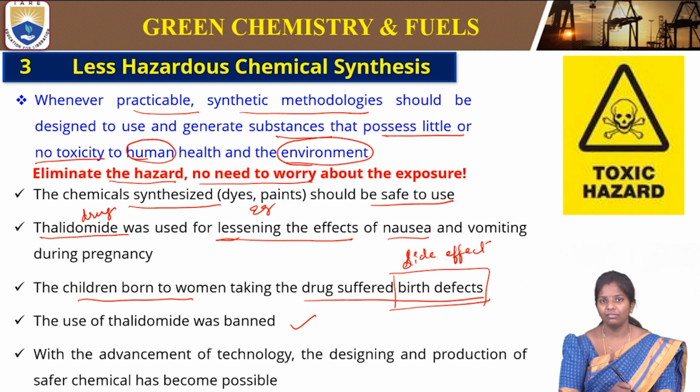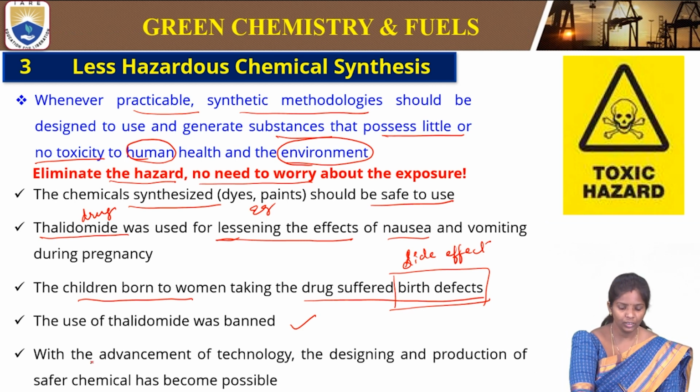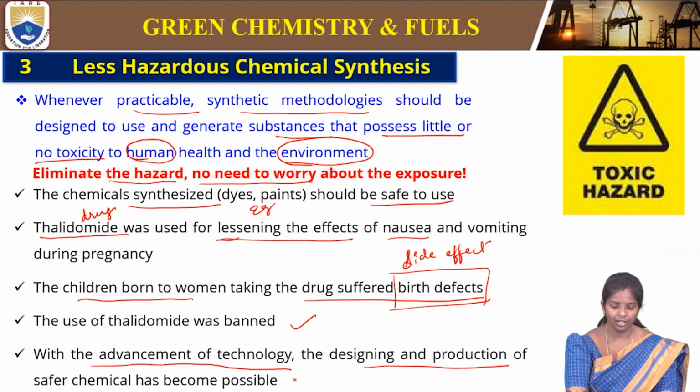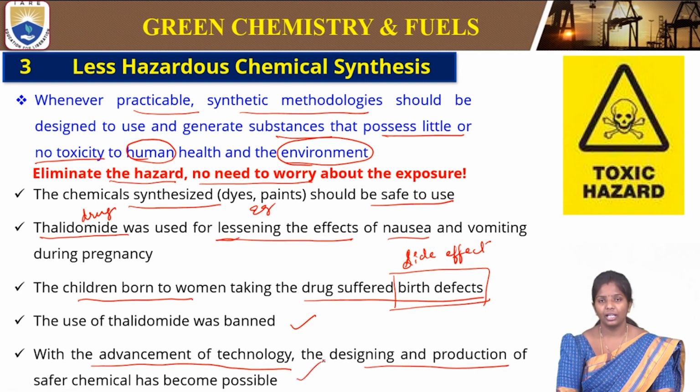So every chemical reaction or synthetic method has some side effects. There green chemistry plays an important role. There should be procedures that reduce the use of hazardous substances, so that side effects reduce. With the advancement of technology, designing and production of safer chemicals has become possible. Just because the technology has improved, the design can be varied in the production, so that safe chemicals can be used to reduce the side effects.